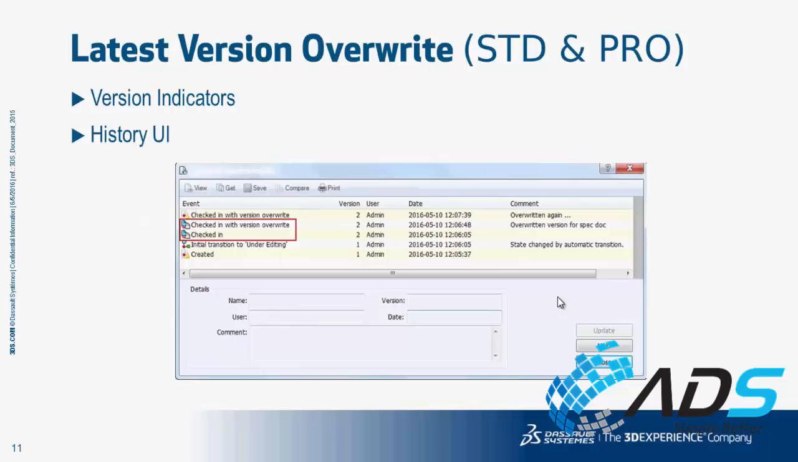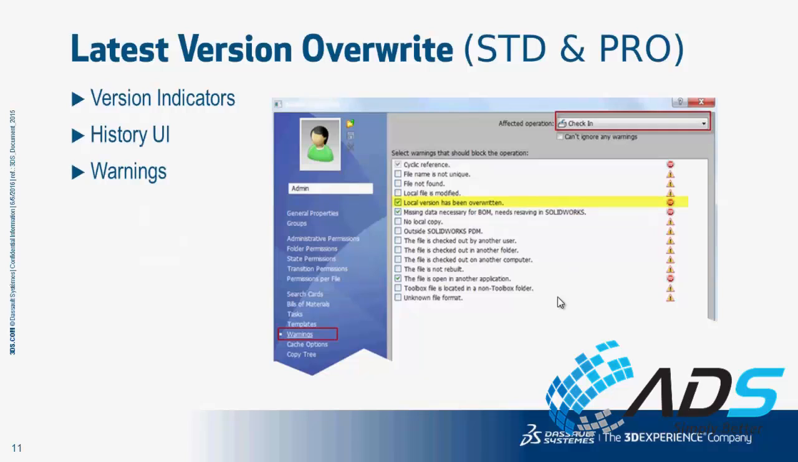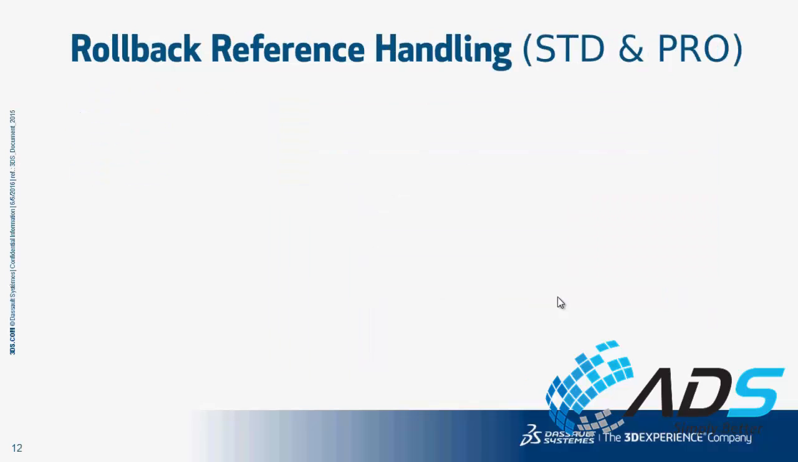It'll also be tracked in the history, so when a user does overwrite the version, it'll be available in the history, so people will know when it happened and who did it. It's also a warning, so you can block a user from checking in a parent file if one of the reference files has been overwritten and they haven't updated their cache to the then latest version.